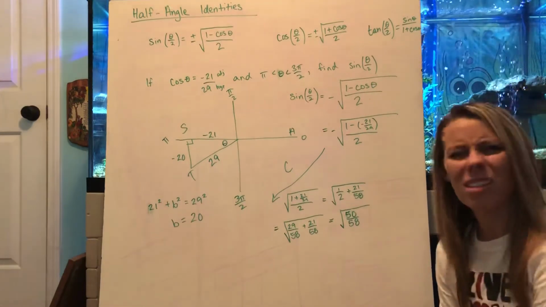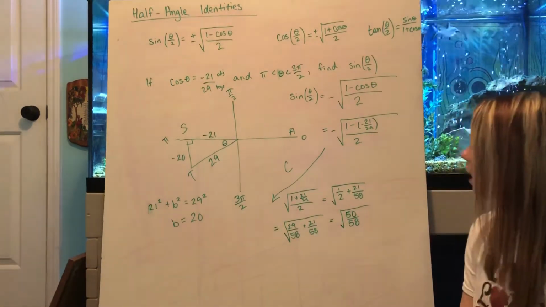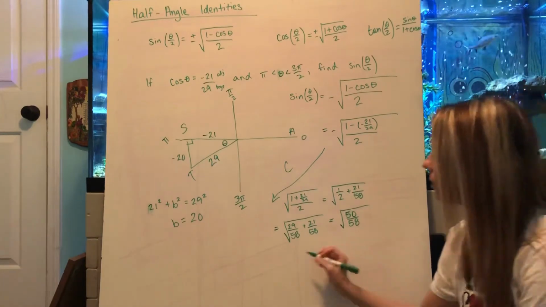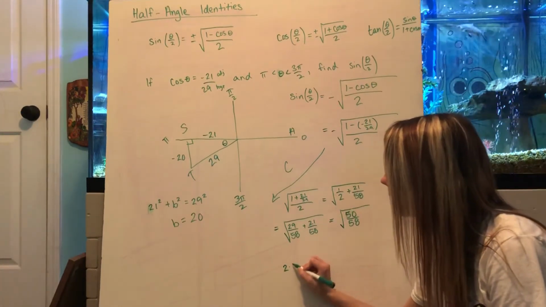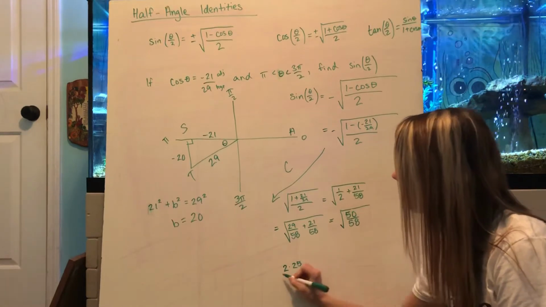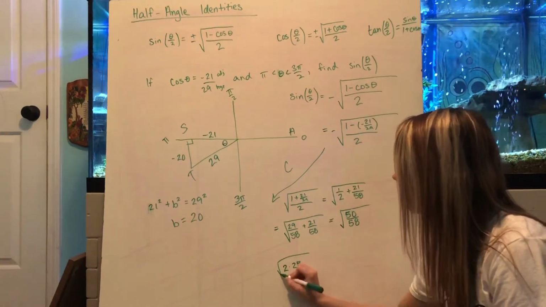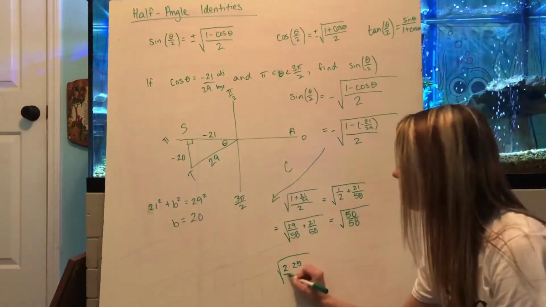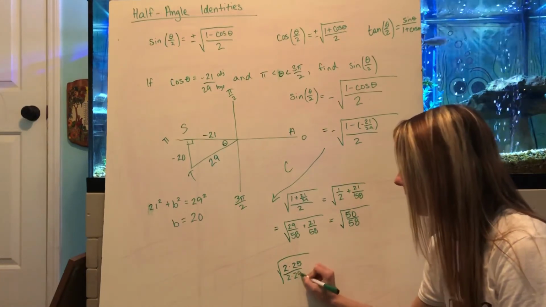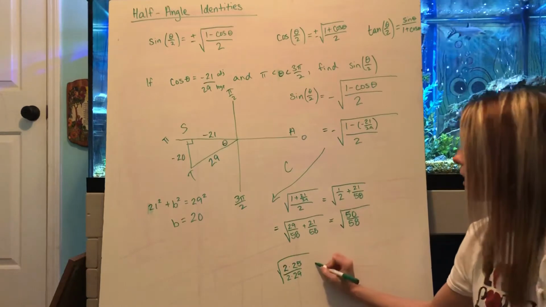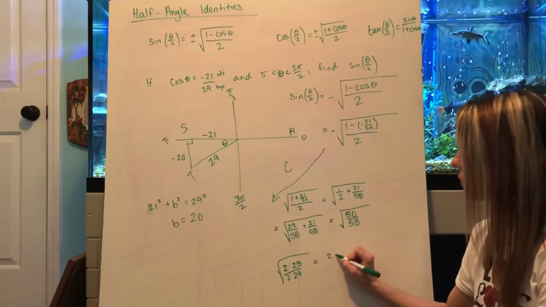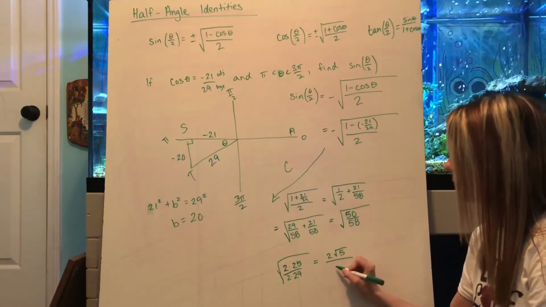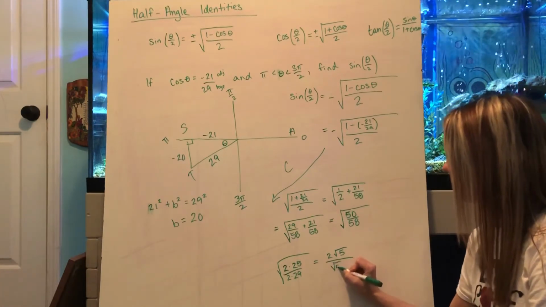I don't have you guys here to keep me on track. So I've got 50 over 58, and then if I simplify the radicals, 50 breaks down into 2 times 25. 58 breaks down into 2 times 29, so that one doesn't simplify, but on the top, we get 2 root 5 over root 58.